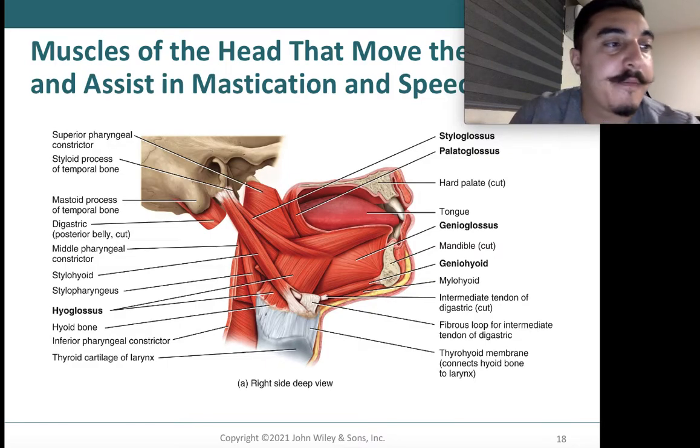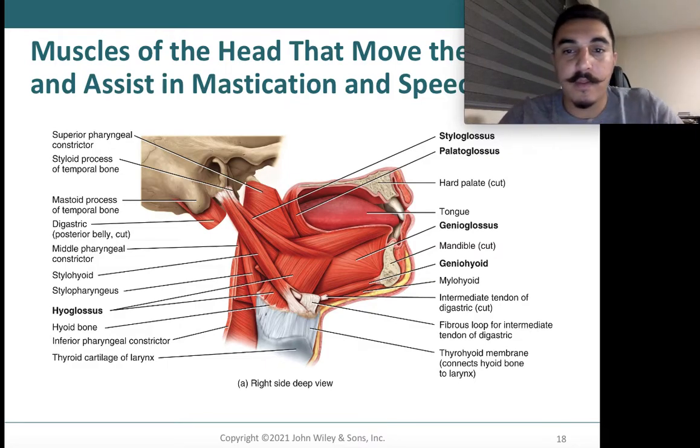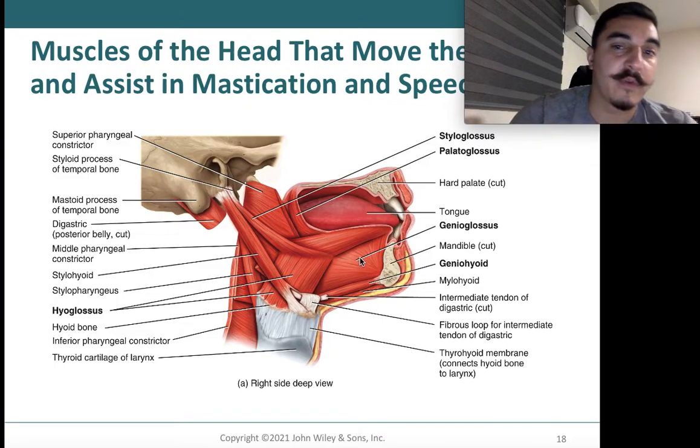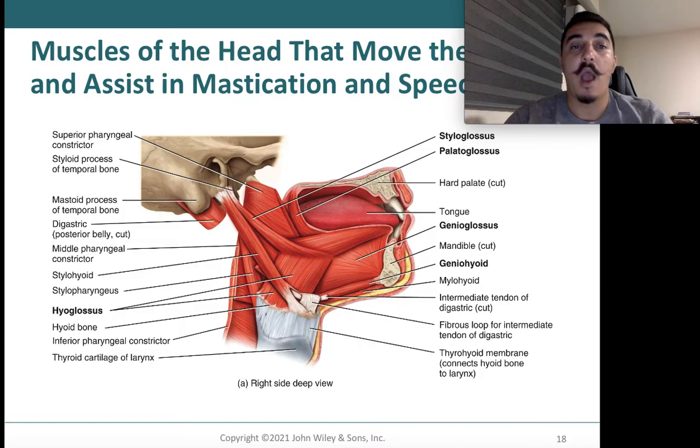Then we also have the genioglossus, as you can see here on the bottom, kind of near the bottom of the mandible. So it's going to help depress the tongue. So it's going to help us in chewing. So depress the tongue. The styloglossus is going to elevate the tongue, help us raise the tongue. So here's the one near the back. Okay, this is going to help us elevate the tongue.